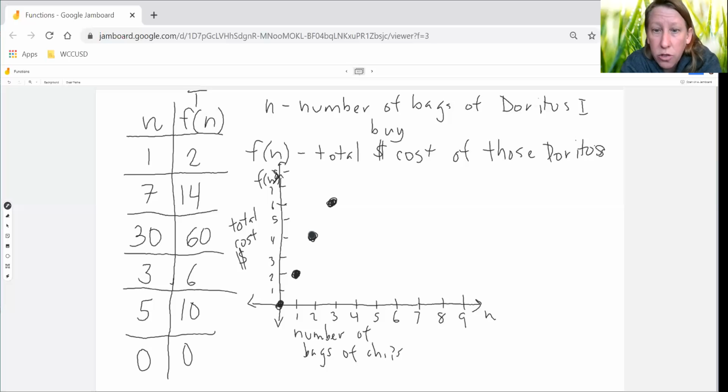This is a really discrete function. We're not going to connect the dots. It doesn't make sense to buy half a bag of chips. No one is going to sell you half a bag of chips. That doesn't really make sense.